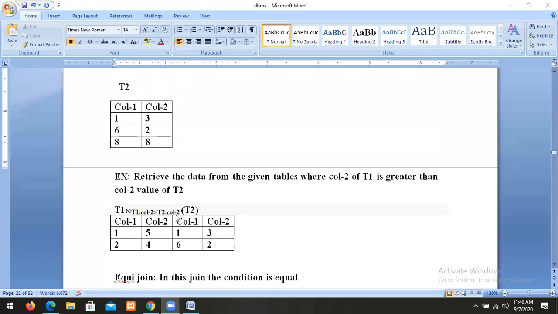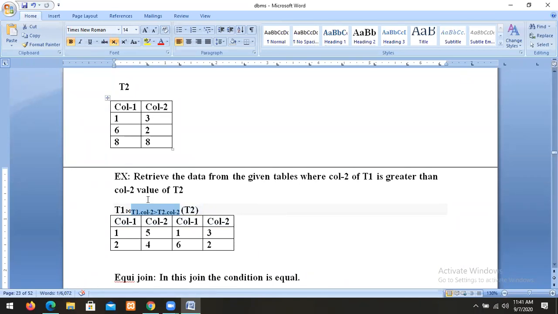So this we call a theta join, because this condition has a relational operator. When a condition has a relational operator, then it is said to be a theta join.